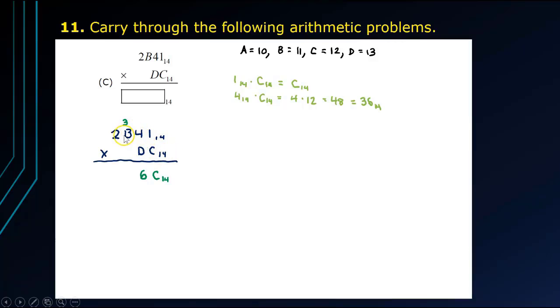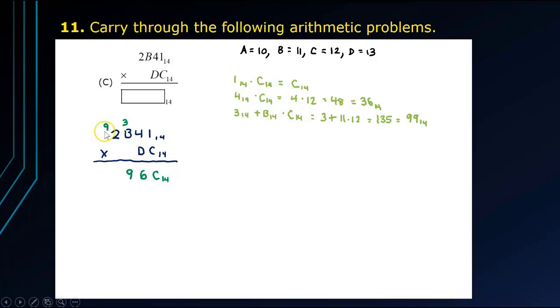And so now I'm going to have B times C plus 3. So 3 base 14 plus B base 14 times C base 14, which is basically lowering the bases: 3 plus 11 times 12, which is 135. That's a number in base 10, so I got to put this back into base 14. Going through the same process of dividing by powers of 14, it ends up being 99 base 14. So write the 9, carry the 9.